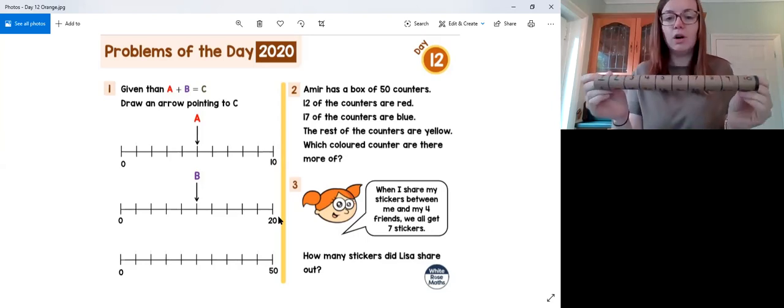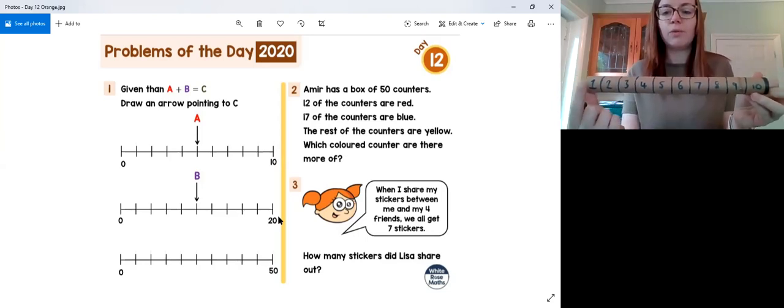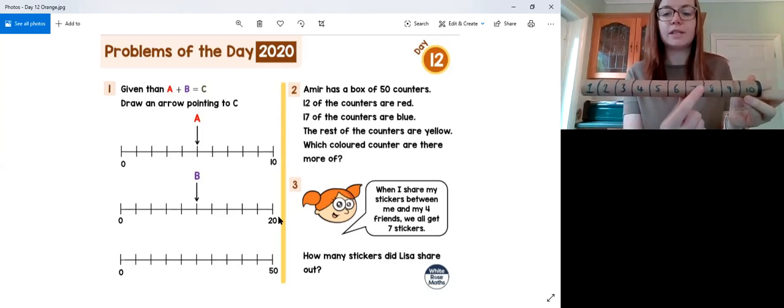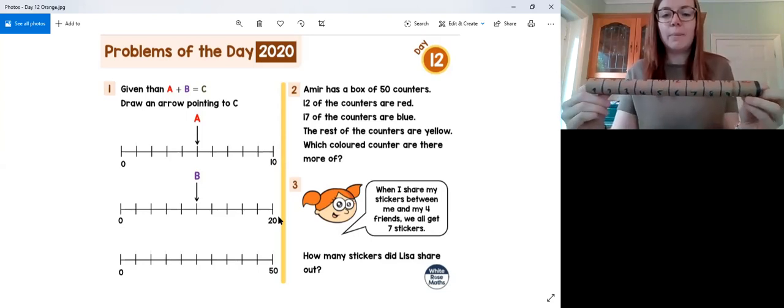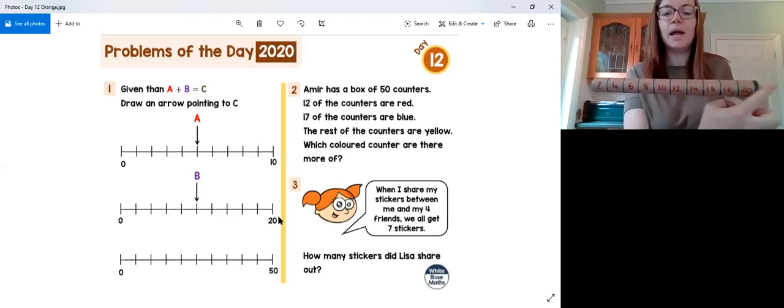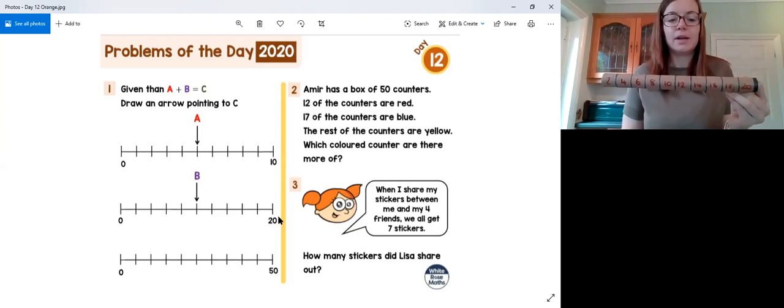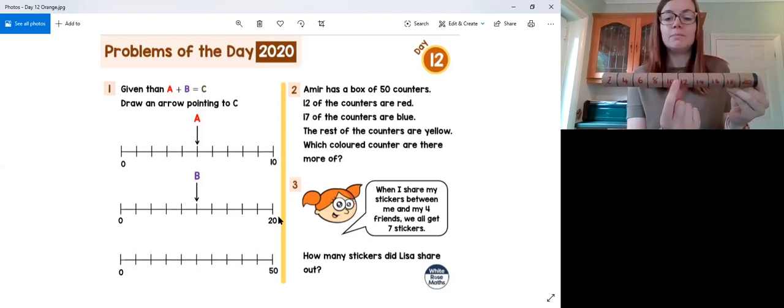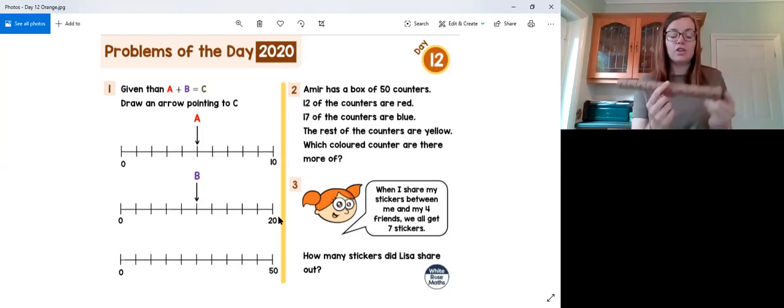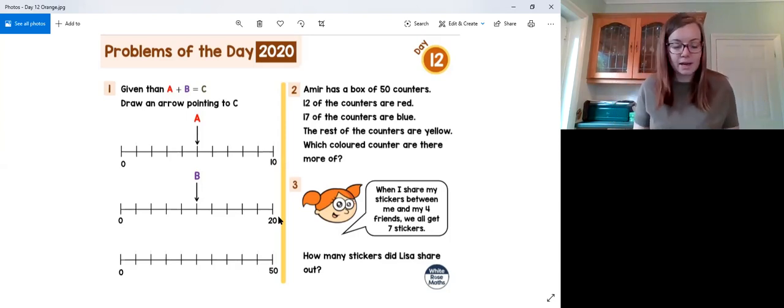So we started off with a number line that went in hops of 1, 2, 3, 4, 5, 6, 7, 8, 9, 10. But now, even though it's the same length and the same number of hops, each hop is worth more because we end up at 20. So in this case, each hop is worth 2. 2, 4, 6, 8, 10, 12, 14, 16, 18, 20. Okay, so if B is in the middle, 2, 4, 6, 8, 10, then B is worth 10.